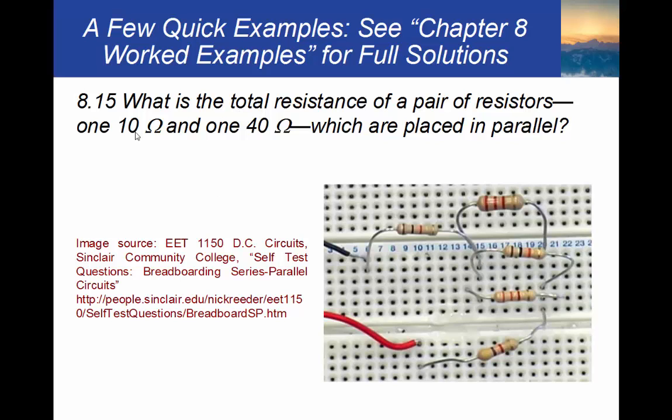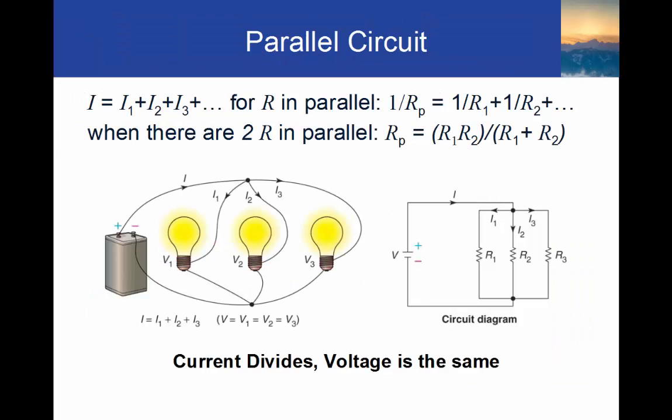So what's the total resistance of a pair of resistors at 10 ohms and 40 ohms which are placed in parallel rather than in series? When you place resistors in parallel, you get the same voltage drop across each branch of your circuit. Each branch is each parallel direction that the current can go. And you get a total current that's equal to the current through the first branch plus the current through the second plus the current through the third. The currents are not all equal in this case, unless all the resistances are.